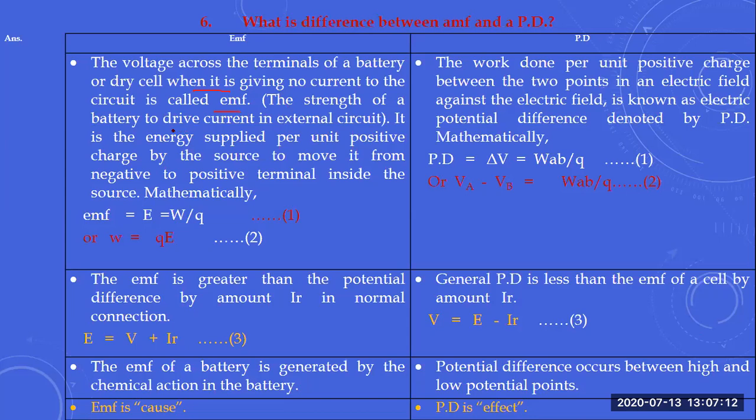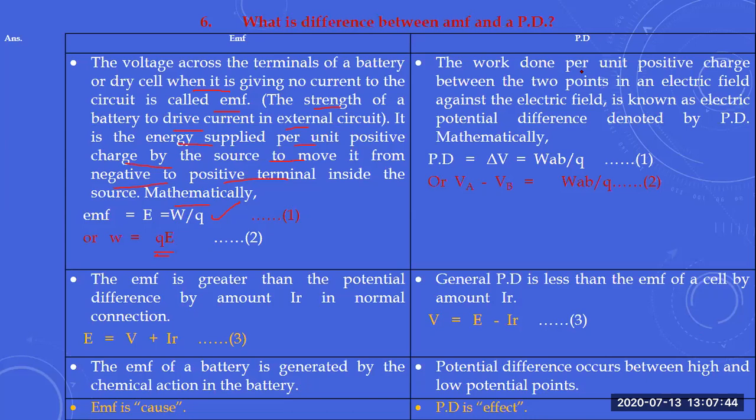The strength of the battery to drive current in the external circuit is the energy supplied by a unit positive charge by a source to move it from the negative to the positive terminal inside the source. So this is the amount of work done, that is, E equals EMF equals W over Q. This is the work done when a charged particle is moved inside an electric field of E, and it is basically EMF.